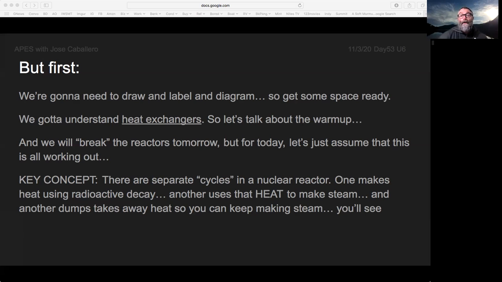Okay. Tomorrow we're going to come back and we're going to break nuclear reactors. But for today, you just got to know how they work. And the key concept is there's basically 3 cycles. There's 3 parts. One part makes heat using the nuclear reaction. Another part takes that heat to make steam for the electricity. And then the third part takes that heat and dumps it to the environment. So we're going to trace heat leaving the reactor, cold coming into the reactor, and along the way, that hot and cold switching is going to make some steam for us. Okay, that's your key concept.